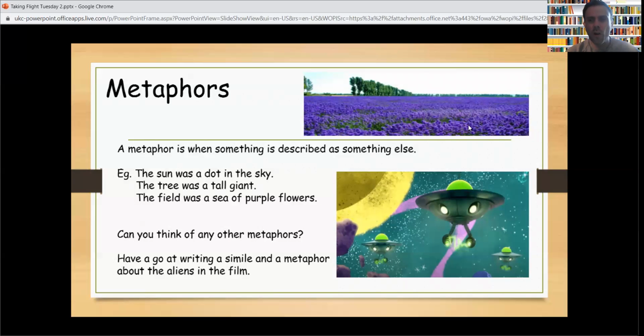I feel like metaphor is a bit tricky, but I'd like everyone to have a go at it. Simile, I think we can do because we've done it before. Okay, so your job is to have a go at writing a simile and a metaphor about the aliens in the film, and also have a think of any other metaphors that you know of or you can make up as well. All right, so pause the video, have a go at that, and then I'll come back and tell you the writing task.